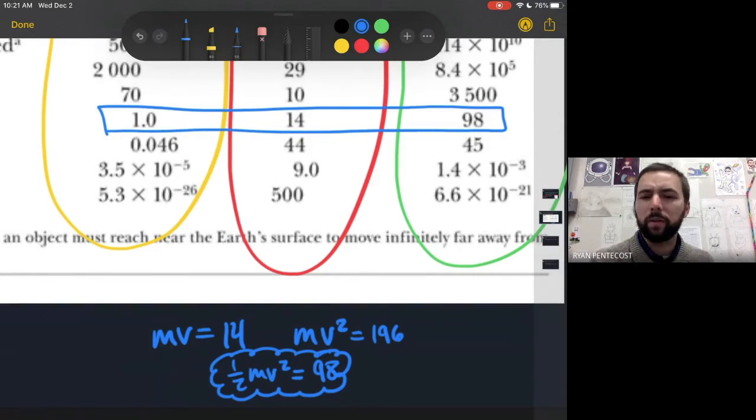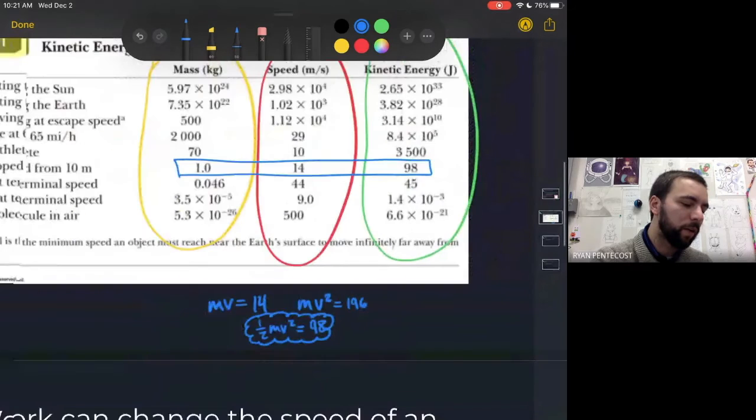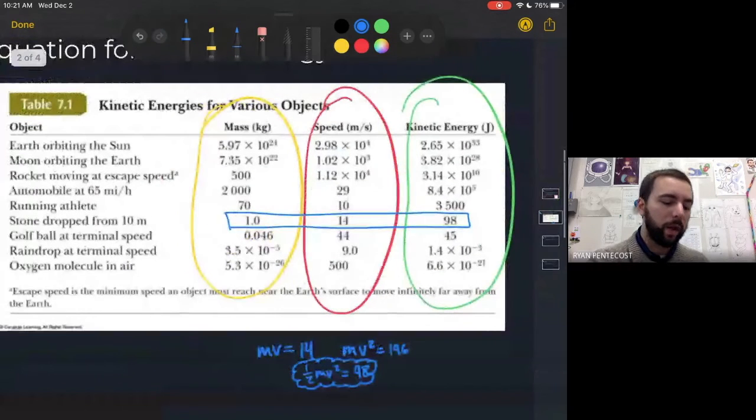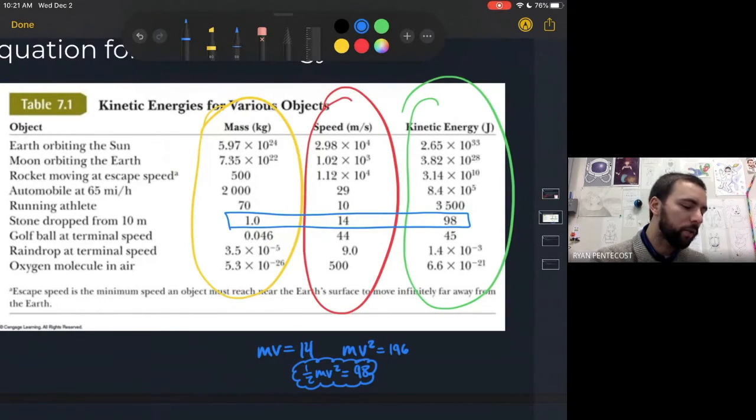That was just a fun way of looking at all these kinetic energies and finding a way to get kinetic energy from that. Now, if you want to try it with those other quantities, be my guest. We usually do that a little bit in class.